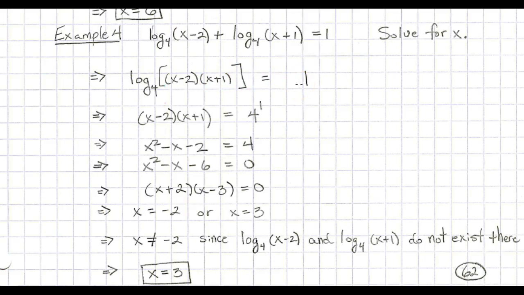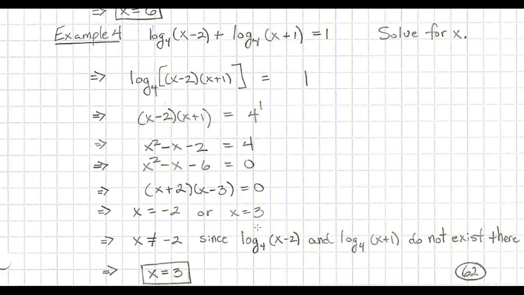Now I look at the equivalency here, right? I want to write this as an exponential equation. 4 to the power 1 equals what's inside here. So in other words, x minus 2 times x plus 1 equals 4 to the power 1, in this case just 4. And lo and behold, I end up with another quadratic equation after some basic algebra to see that x equals minus 2 or x equals 3.